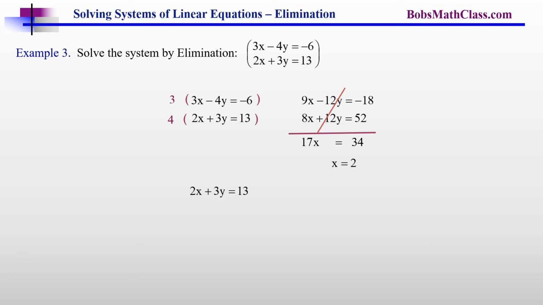So now we'll use the bottom row just because I used the top row last time. It doesn't matter. So plug in 2 for x, and then subtract 4 on both sides. So you get y equals 3.